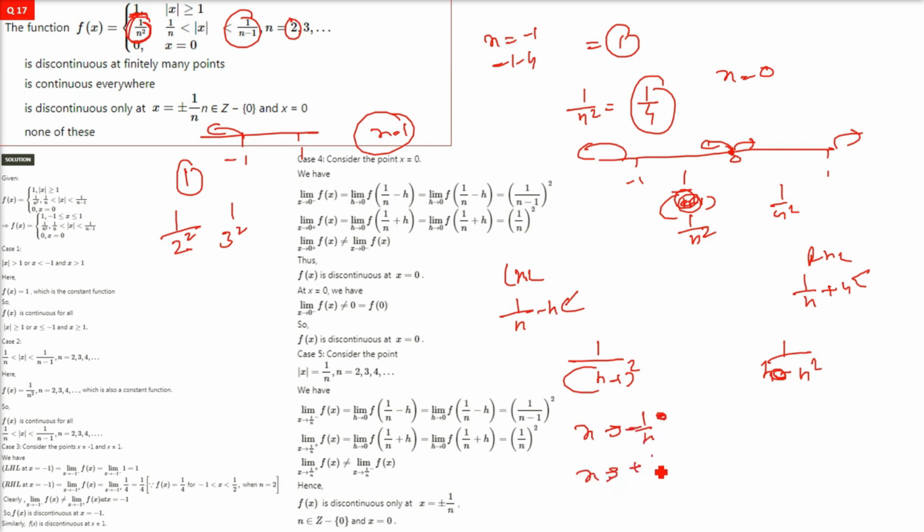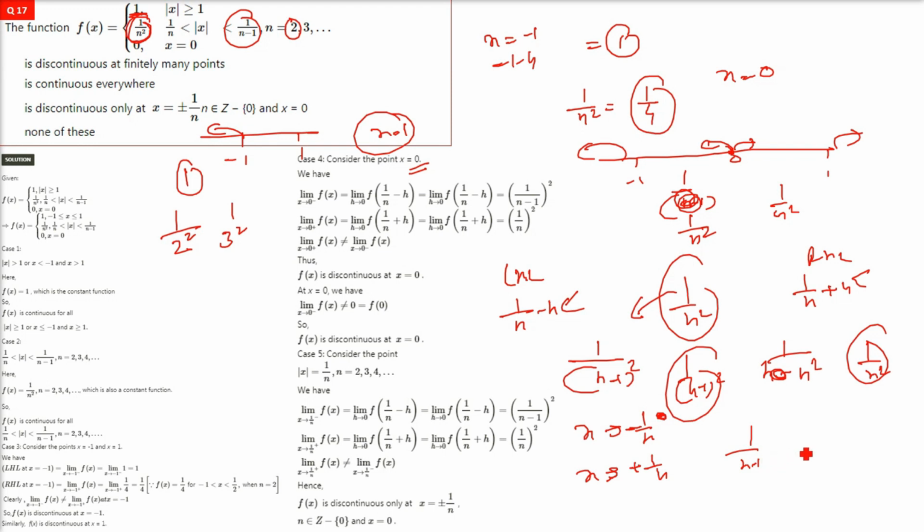So this thing will happen everywhere. If you take x as -1 by n, if you take x as positive 1 by n, it will be again 1 by n square and 1 by n minus 1 whole square. Again, when you take plus 1 by n, it will be again 1 by n square and 1 by n minus 1 whole square. So they are not going to match at all, right? If you take mod x as 1 by n, that is x is -1 by n and 1 by n, then 1 by n minus 1 whole square, 1 by n square, it always will be two things. It can never match. That is why it is discontinuous here also, plus minus 1 by n.